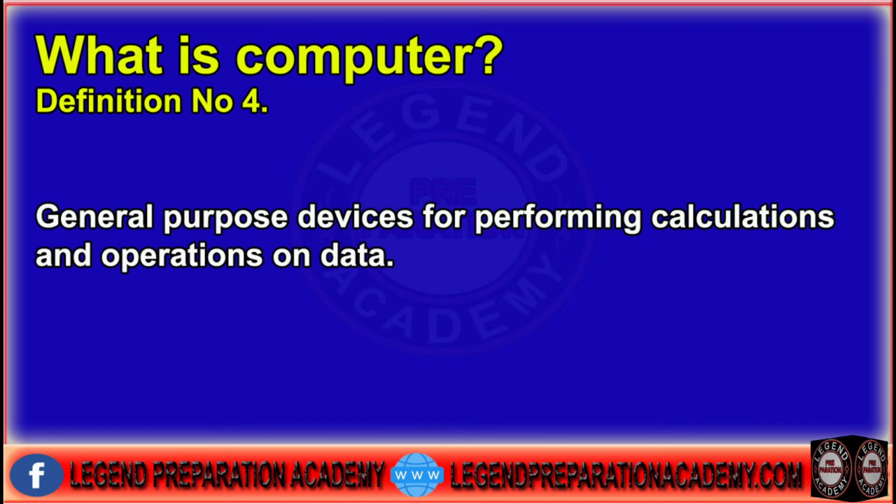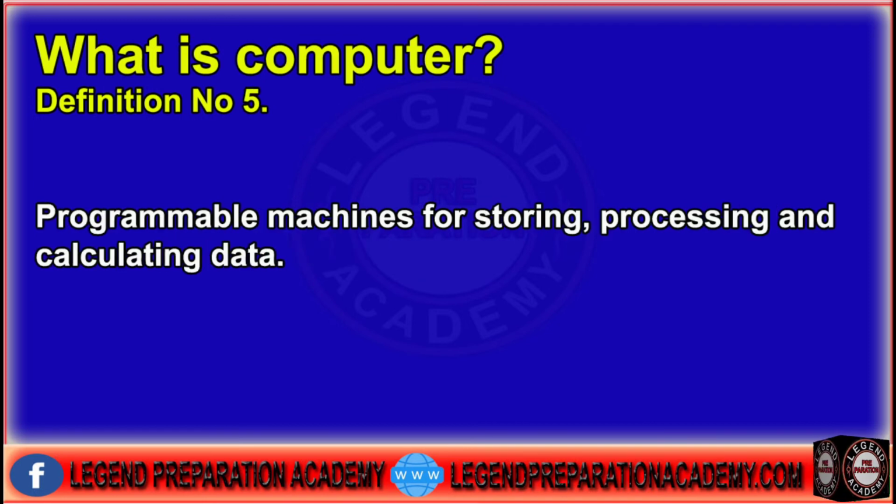What is computer? Definition number 4. General-purpose devices for performing calculations and operations on data. What is computer? Definition number 5. Programmable machines for storing, processing and calculating data.